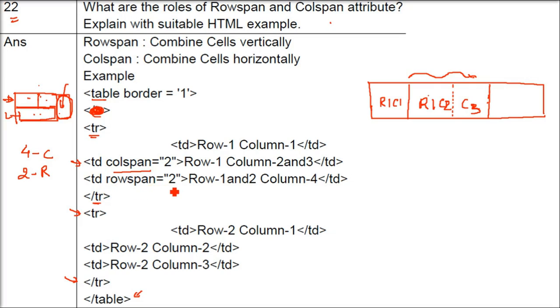Now coming to the third, rowspan is 2. With rowspan 2, you have rows 1 and 2 and column 4. So 2 rows will be used. The second row we haven't made yet. So this is column 1, column 2, column 3, column 4. You have to use column 4. First, we have done colspan 2, we have combined 2 columns. That is, horizontally we have combined. Now rowspan should be vertical.